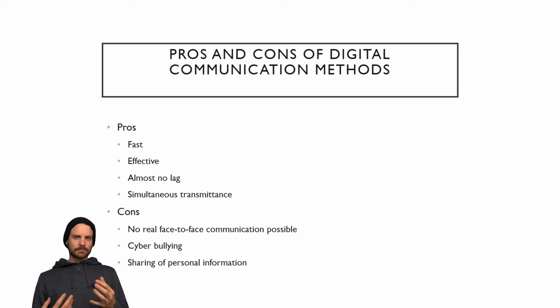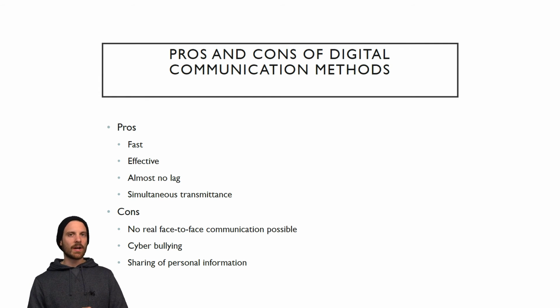And the cons are, we have cyberbullying, we have sharing of personal information, which is a big topic, and cyberbullying too. And another con that came into my mind was no real face-to-face communication possible, although it is possible via Skype or, I forgot the name, FaceTime. You have some sort of face-to-face communication, but of course there is still the phone or the camera in front of you, which you are talking to. So basically it's no real face-to-face communication.